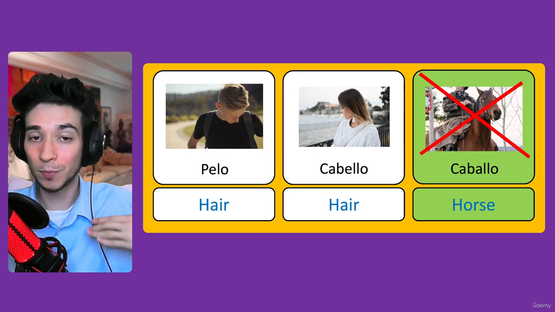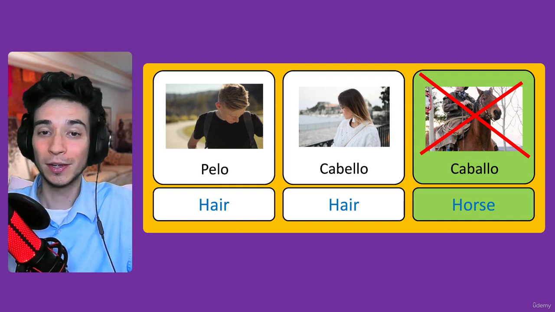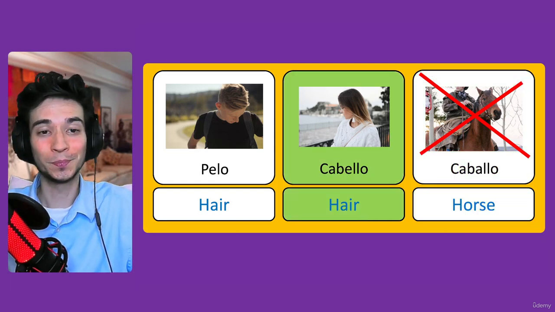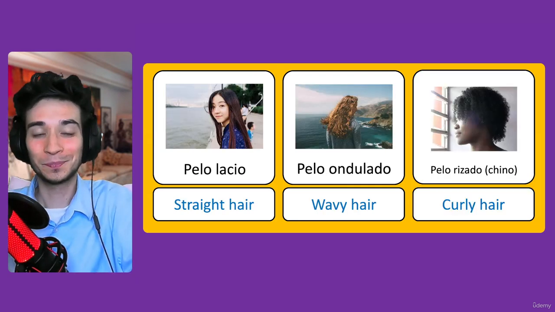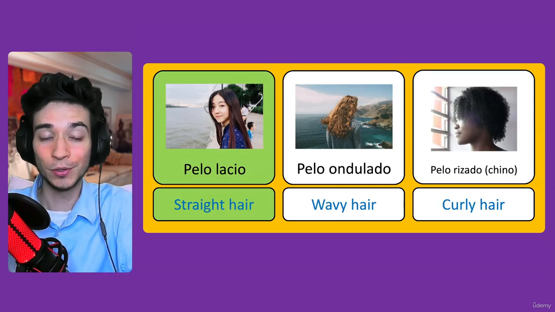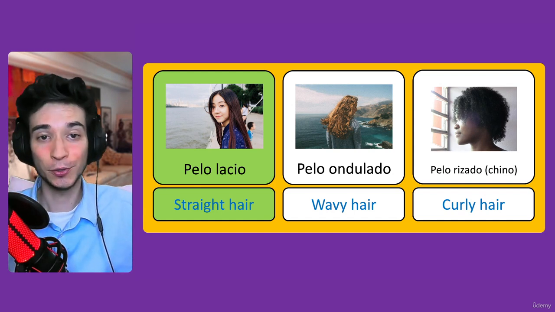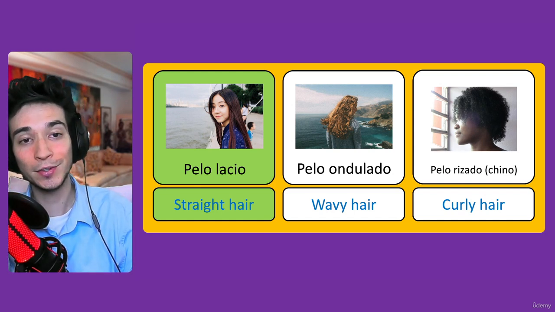It's a common mistake when people first start to learn Spanish that they confuse both of them. But yeah, you can either say pelo or cabello. Okay, don't say caballo. Okay, next one. Here we have pelo lacio. You can also say cabello lacio. Both are okay.